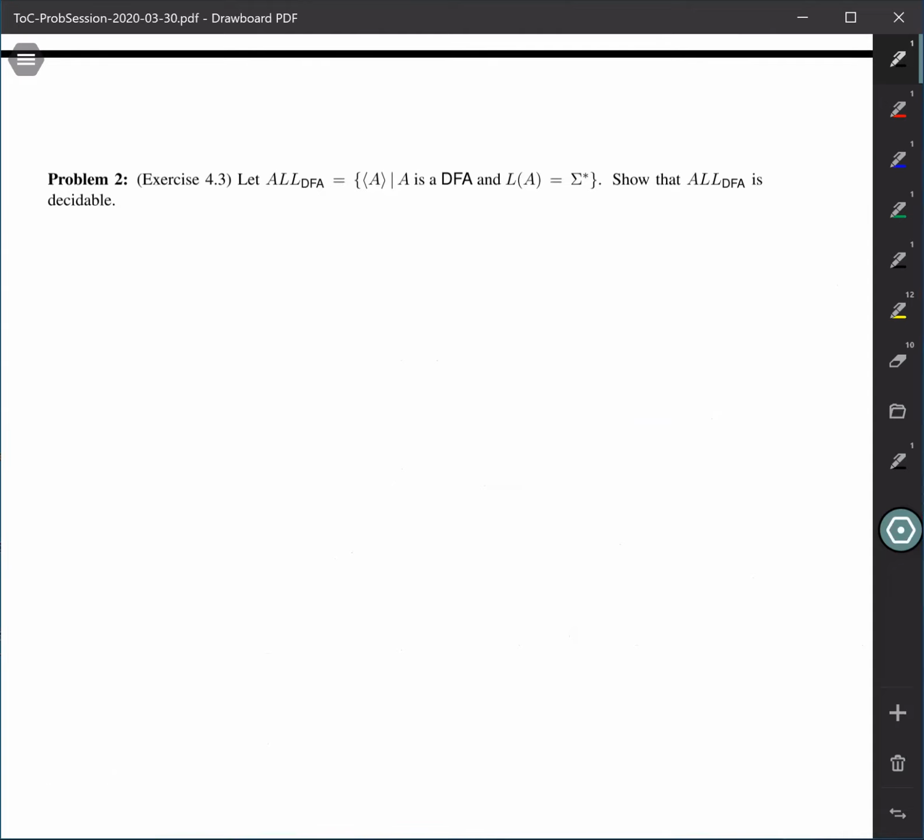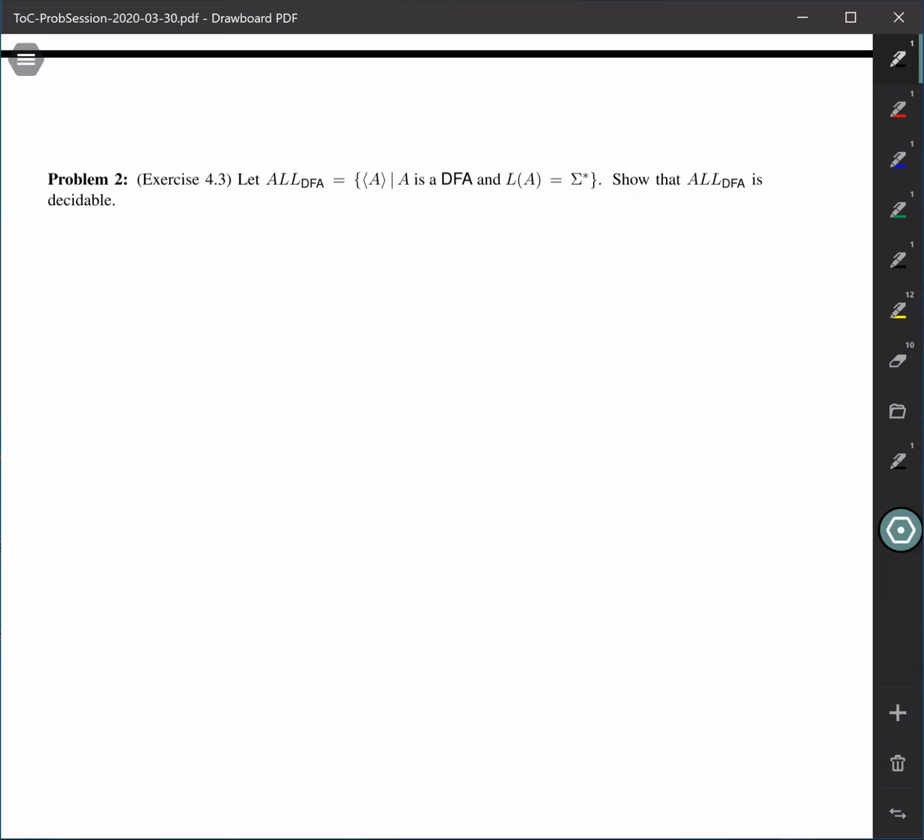So exercise 4.3 is about a language ALL. It's called ALL sub DFA. And it's the language of all DFAs where the language recognized by the DFA is all strings over the alphabet, right? So in other words, all strings over the alphabet sigma is just sigma star. And so we're asking whether the language of DFA A is equal to sigma star, whether the DFA accepts every possible input string. So I copied this out of the book as exercise 4.3.